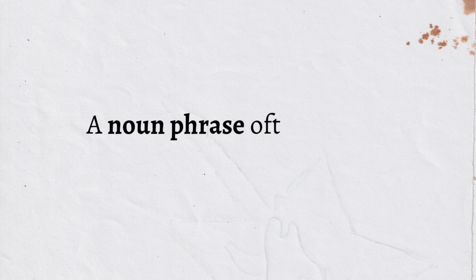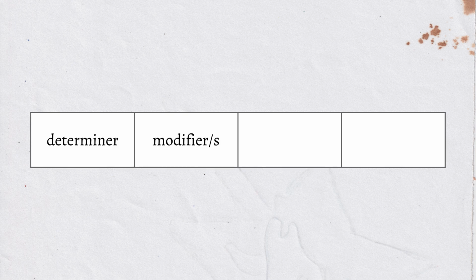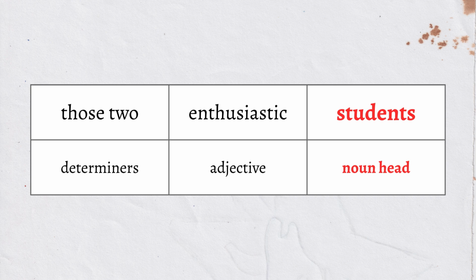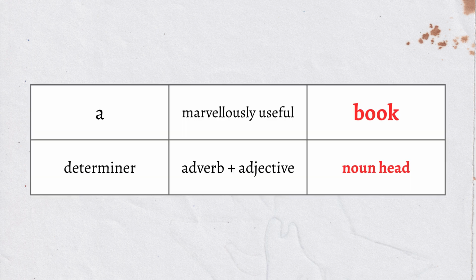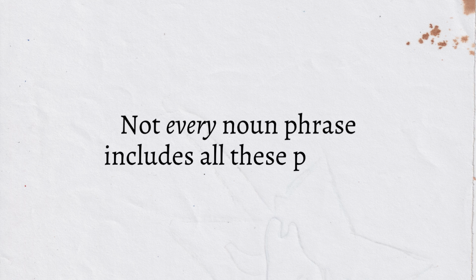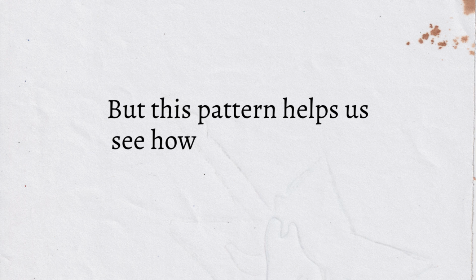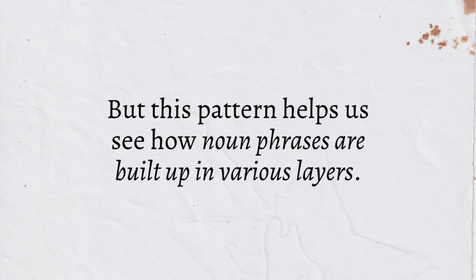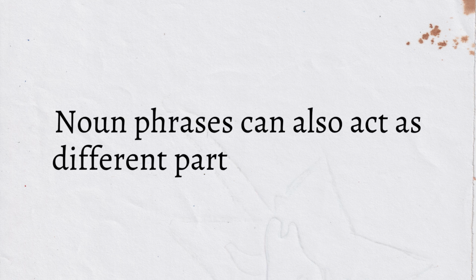A noun phrase often follows this basic pattern. A determiner will be followed by some modifiers, then the noun head, and perhaps some post-head modifiers. For example, the tall building, those 2 enthusiastic students, a marvellously useful book, the writers who carefully plan their drafts. Not every noun phrase includes all these parts, but this pattern helps us see how noun phrases are built up in various layers. Like nouns by themselves, noun phrases can also act as different parts of a sentence.